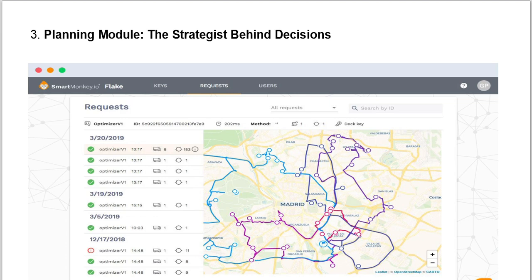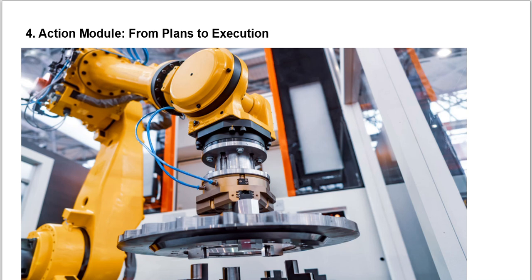So let's move on to the fourth aspect, which is the action module, from plans to execution. The action module transforms the agent's plans into real-world actions, which is the expected outcome. Working with actuators or output devices, it executes a selected course of action while providing feedback for adjustments. In a manufacturing setting, a robotic arm receives precise commands from the action module to assemble parts. By controlling the arm's movements, it ensures accuracy and efficiency in production tasks.